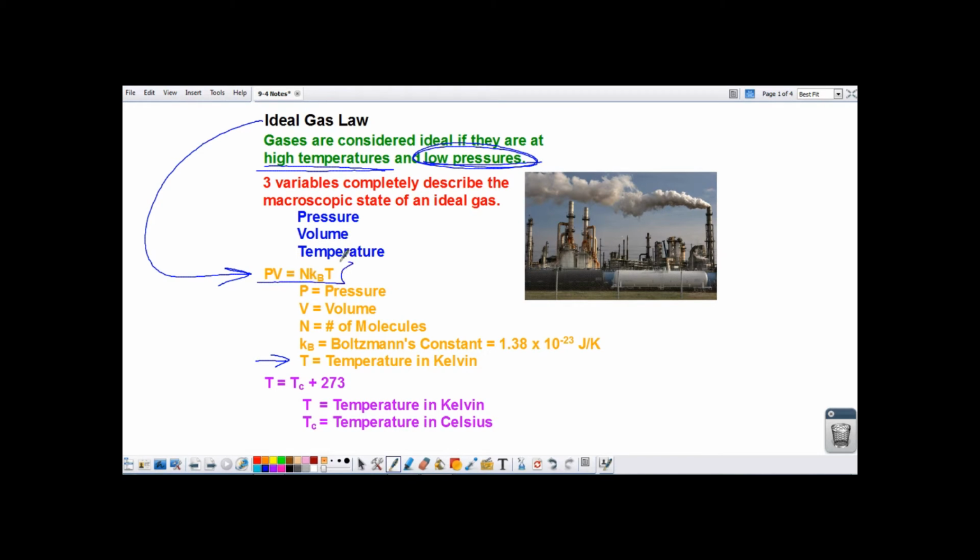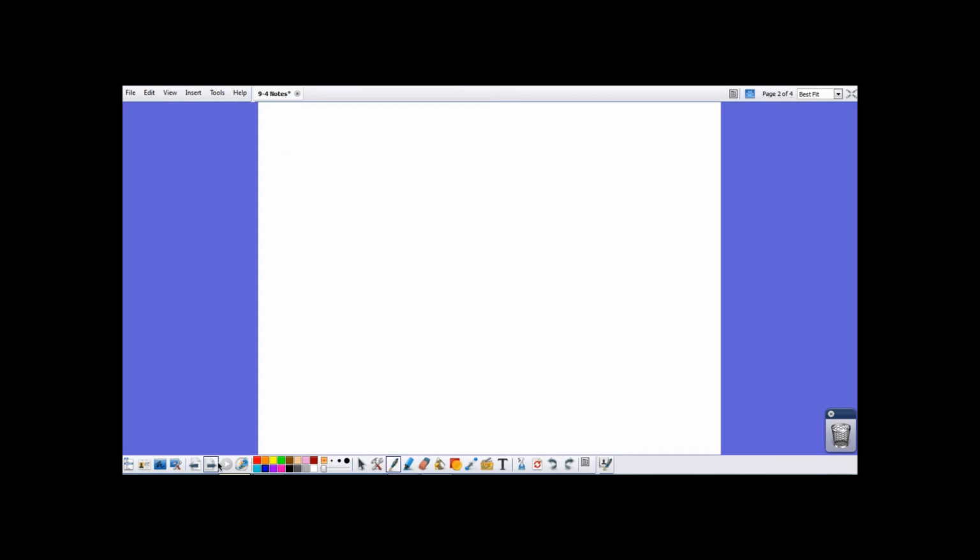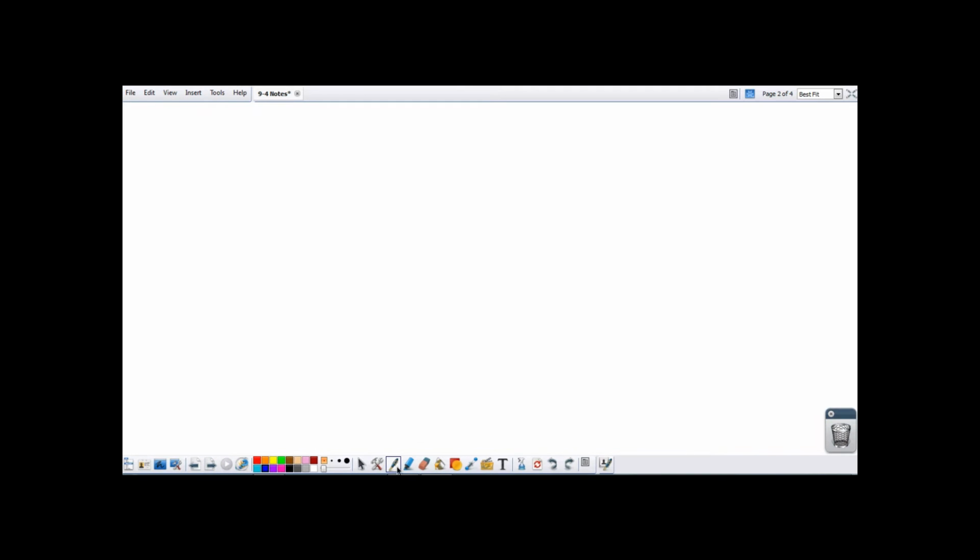All right, so we've got this equation. Now, typically, we don't actually use this equation. What we do is we take this equation and we make it a little more beneficial for the problems that we are going to see. So we're going to take this equation on the next page and make it a little more beneficial. Our equation says this: pressure times volume is equal to the number of molecules times Boltzmann's constant times the temperature.